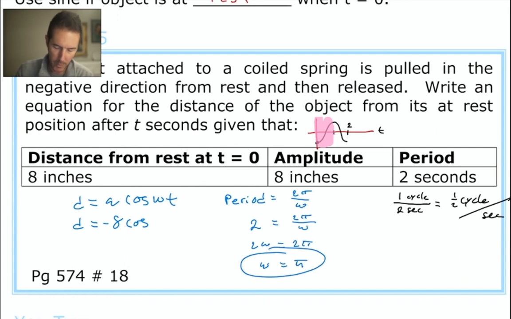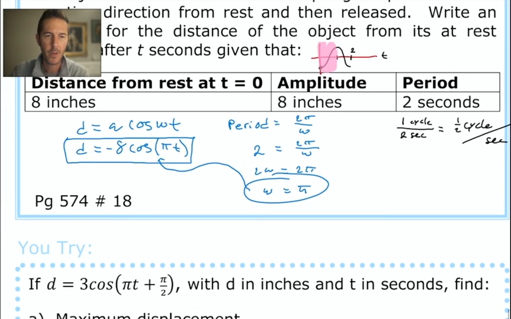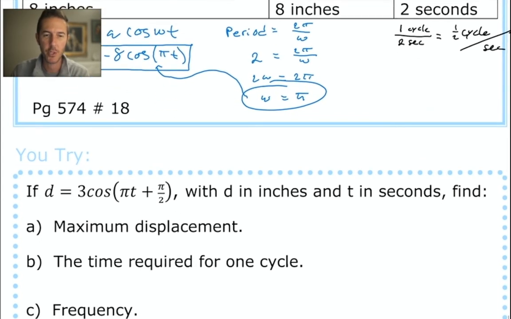So we can plug that into this equation right here. If you want to put the wt in parentheses and have it be a pi t, you're welcome to do that, but that is the equation that models the motion that's being described in this example problem. I like when they give us all the information we need right in a table. Makes the process much easier.